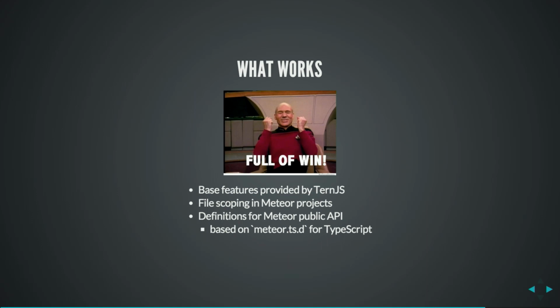So we have the basic features of Tern.js. You have auto-completion. You have file scoping for Meteor. It means that if you declare something in one file, it will not be visible in the second file unless it's global, and it works. Also, we have a lot of definitions for Meteor, and I took them from the type definitions for TypeScript. They're very useful, thanks to all the people who did that. And we could utilize them in this project for JavaScript.